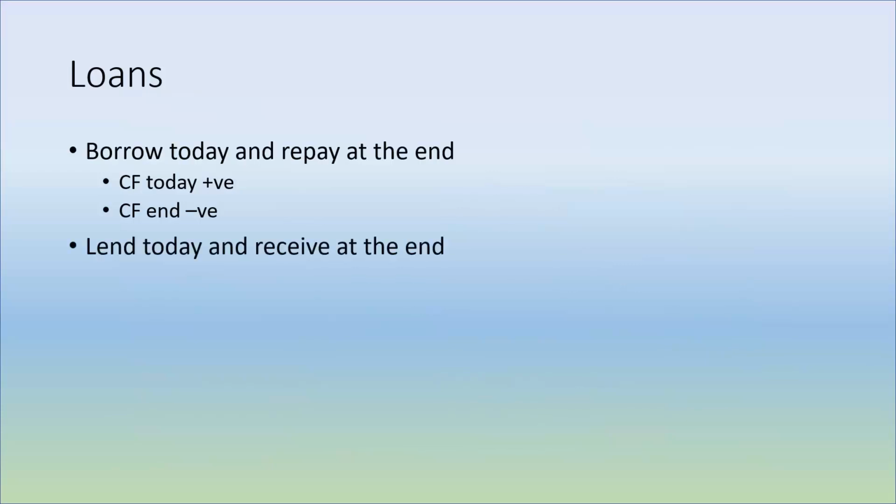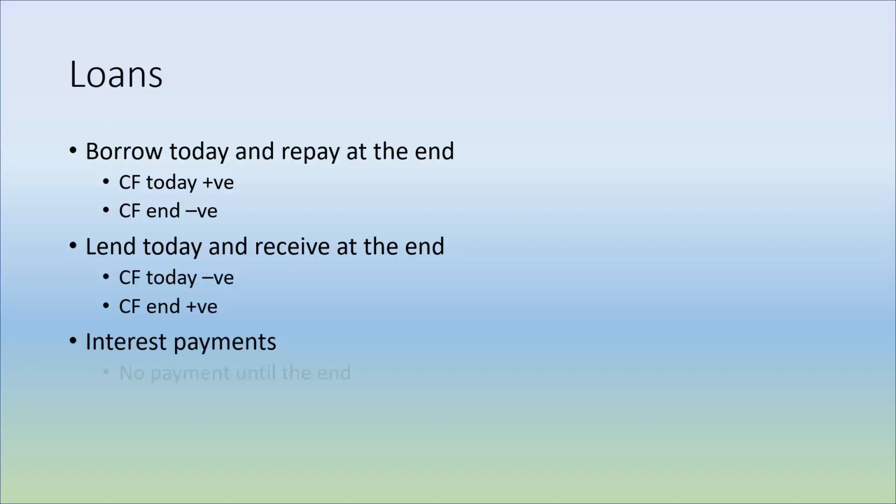On the other hand, if we lend the money today, then our cash flow today would be negative, and if we receive the money at the end, the cash flow at the end would be positive. So as a lender, the cash flow would be negative today and positive at the end of the loan, assuming no intermediate payments. Now that's not always true, so it's a tight assumption that we are making. Now why are there intermediate payments? They could come from interest, a combination of interest and principal, or just principal. So we will be reviewing all of those at the end.